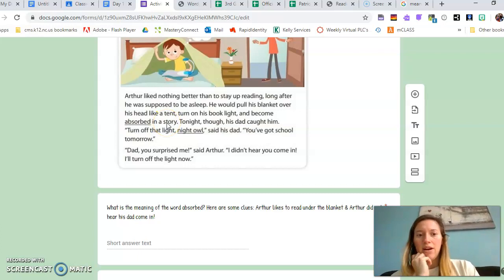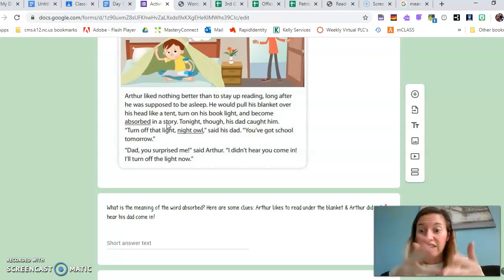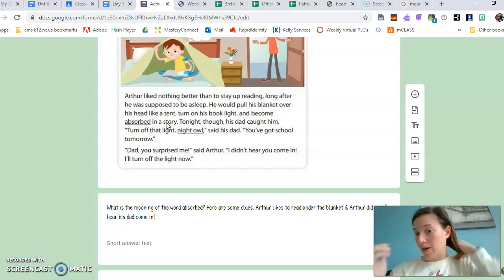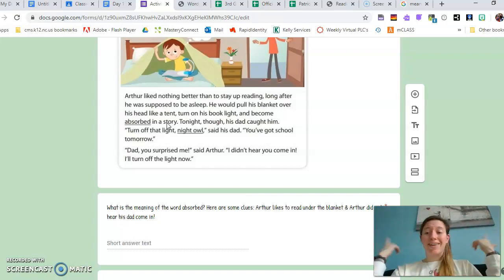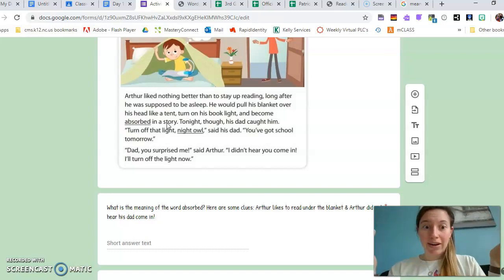So Arthur had become blank in a story. So I'm like, what word could I put there that would make sense? Or what do you think we could put there? Arthur had become like interested, focused, right? Any of those words could work, right? Because he's so focused on the story, he didn't hear or know anything else that was going on around him.